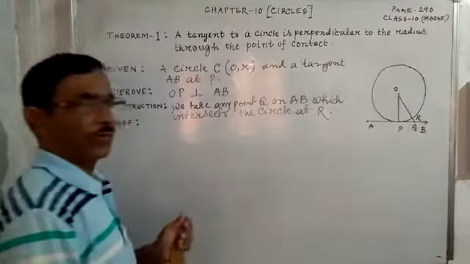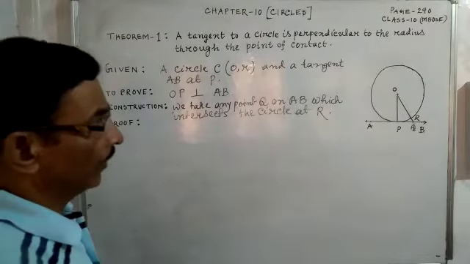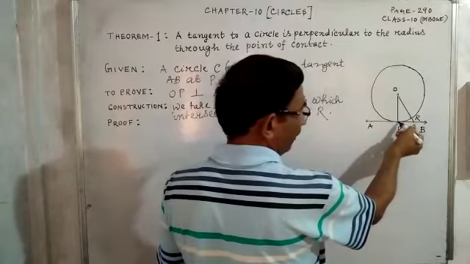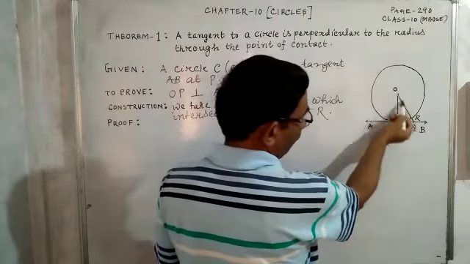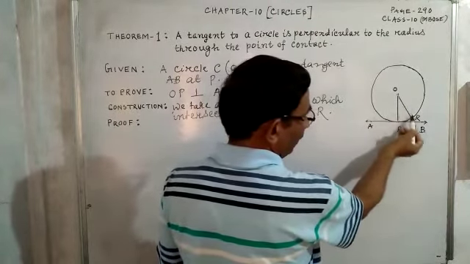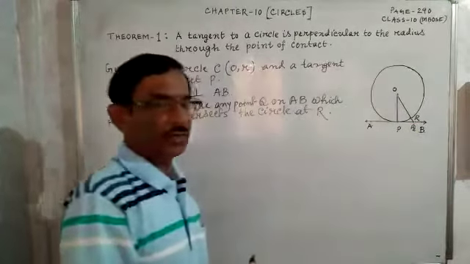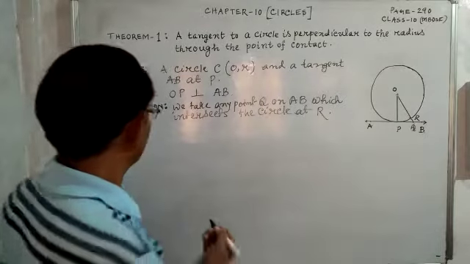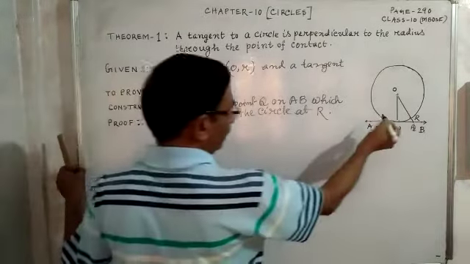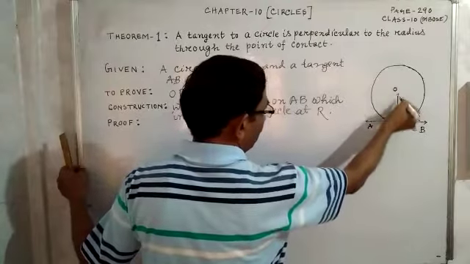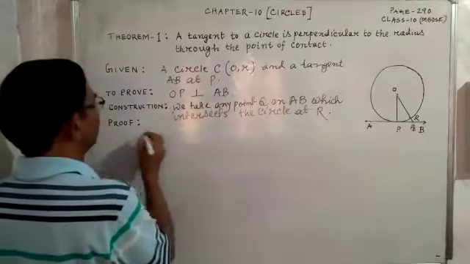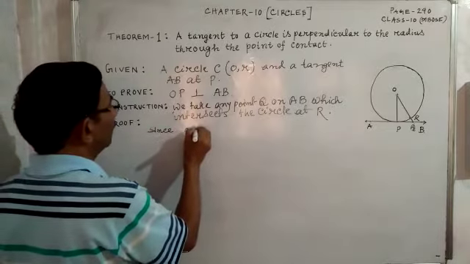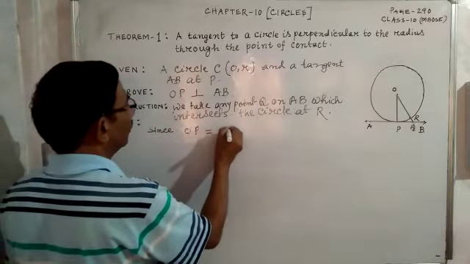And now the proof. See how we start the proof. Look here, this OP is a radius of the circle, and this OR is also a radius of the circle. Now we know in a circle there are so many radii and all the radii are equal. So when we write the proof, we start from here. OP is equal to OR. Proof: we can write here, since OP is equal to OR.